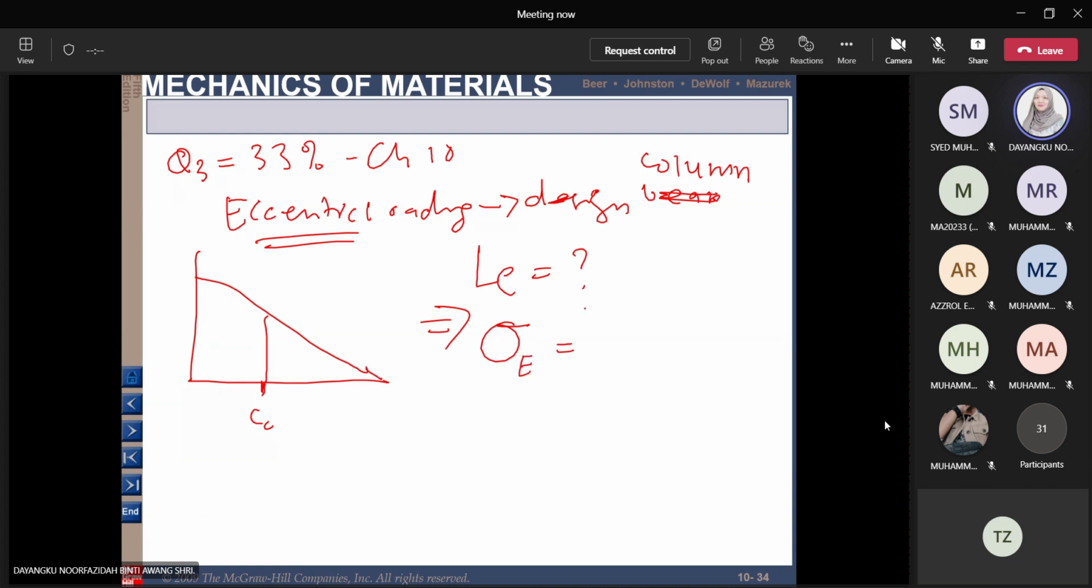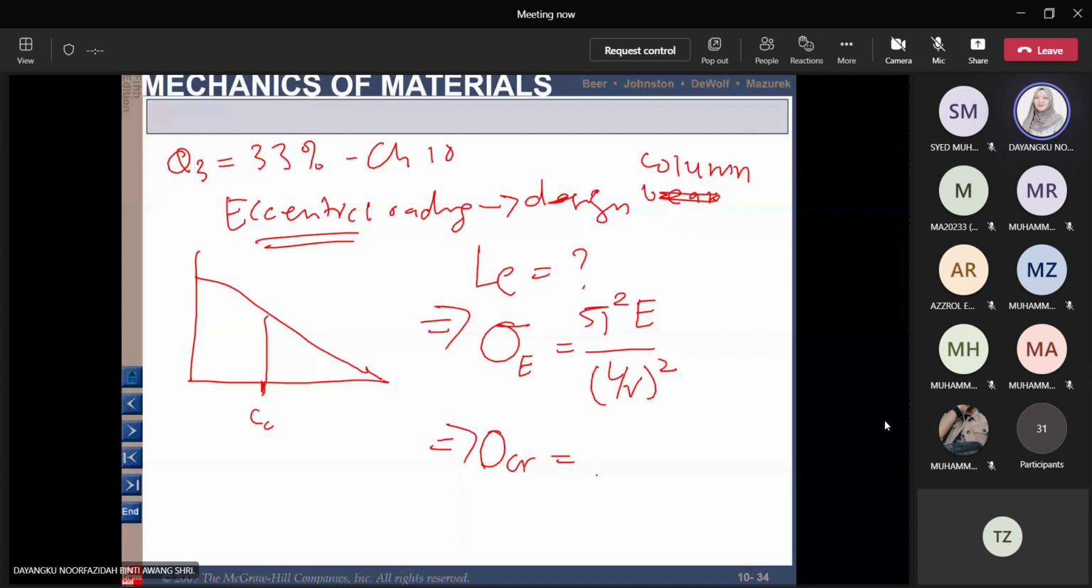So pi squared E I over (Le/r) squared. At least show the Euler calculation. If you don't know what to write, at least show us these two or three things, and then how to calculate the critical stresses. So these two parts here.